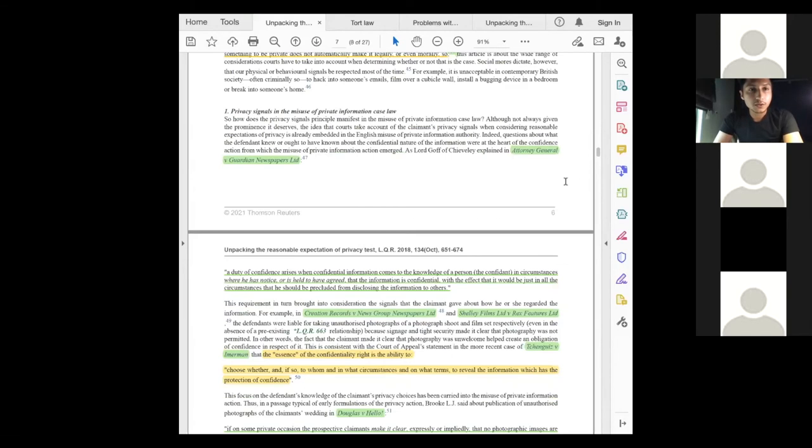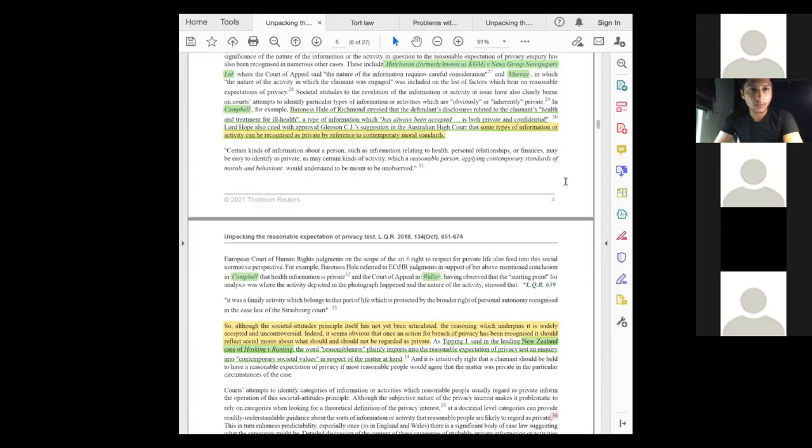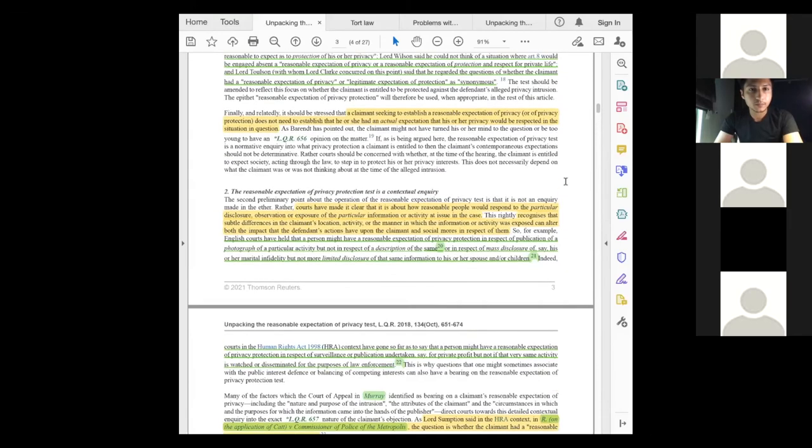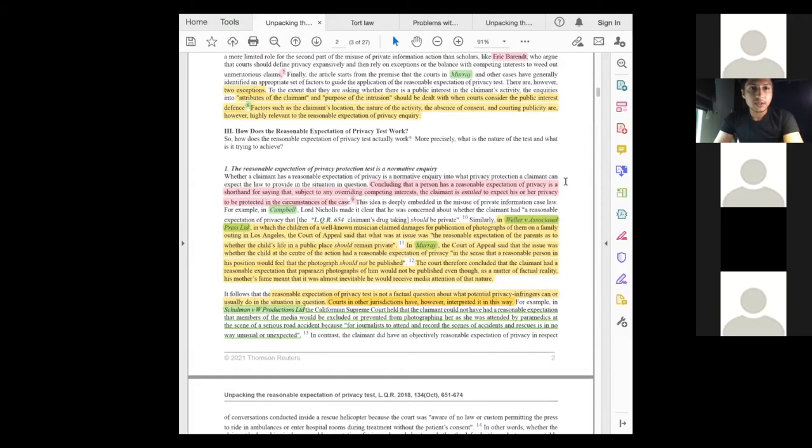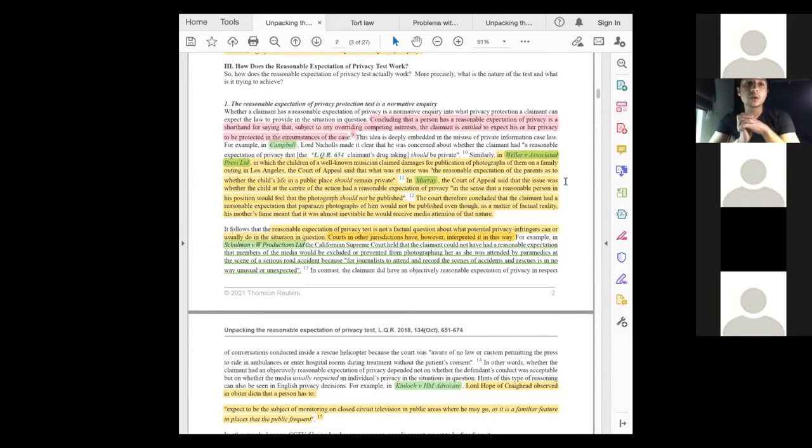So the answer to your question would be here. She argues from both sides. She says that the reasonable expectation of privacy protection is a normative inquiry, and she says that it is a contextual inquiry. So why does she say that it is a normative inquiry? Concluding that a person has a reasonable expectation of privacy is a shorthand for saying that, subject to any overriding competing interest, the claimant is entitled to expect his or her privacy to be protected in the circumstances of the case.